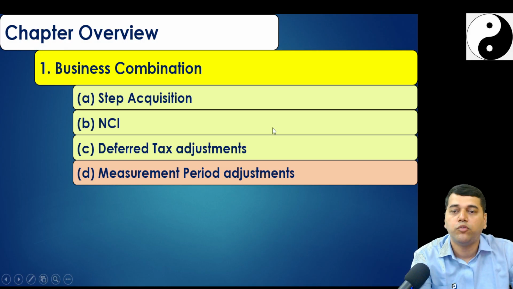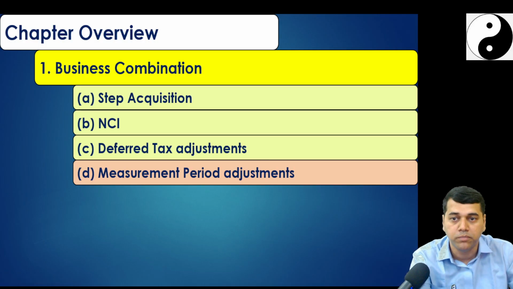Now we will talk about the measurement period adjustment, a small theory, because it can be a part of one problem.